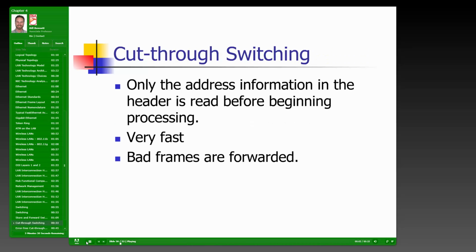In the second method of processing that a switch can utilize, called cut-through switching, the switch is only going to read the header, the addressing header information. So it sees the source and destination address and then immediately forwards it to the port that message is destined for. So obviously now, since it's not reading the entire frame, it's much quicker. The drawback, though, is it doesn't recognize whether that frame is bad or not before it forwards it out the destination port.